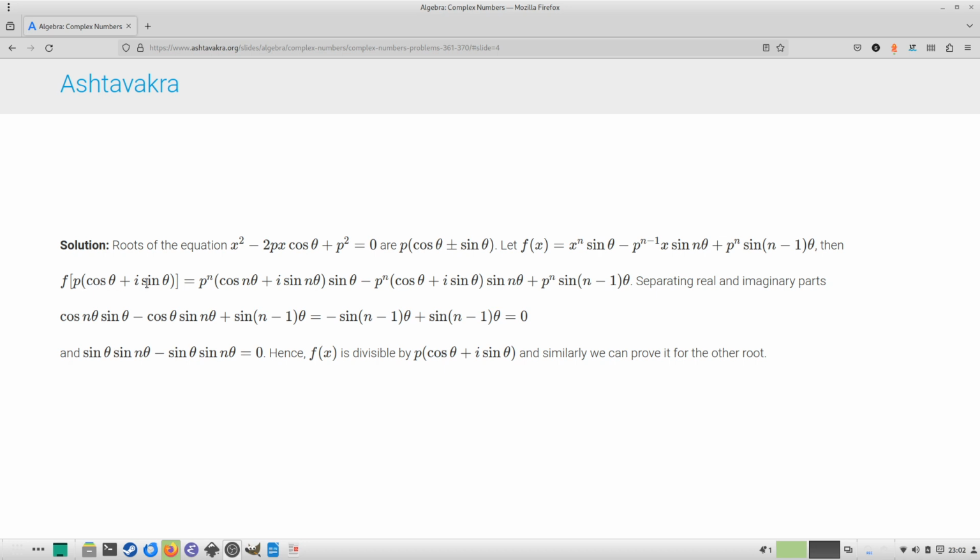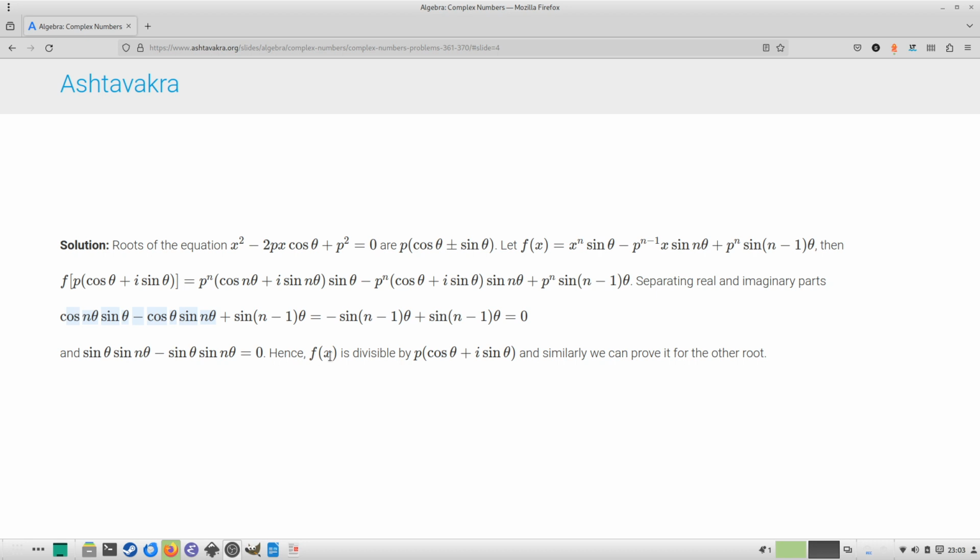Then f(p(cos theta + i sin theta)) is equal to p^n (cos n theta + i sin n theta) sin theta - p^n (cos theta + i sin theta) sin n theta + p^n sin (n-1) theta. So we separate real and imaginary parts. We have cos n theta sin theta - cos theta sin n theta + sin (n-1) theta, now these two will be equal to -sin (n-1) theta, and plus sin (n-1) theta is equal to 0. And the imaginary term sin theta sin n theta - sin theta sin n theta is also 0.